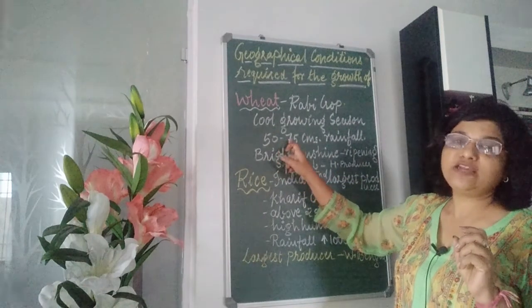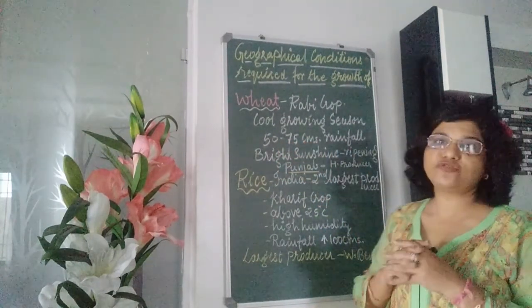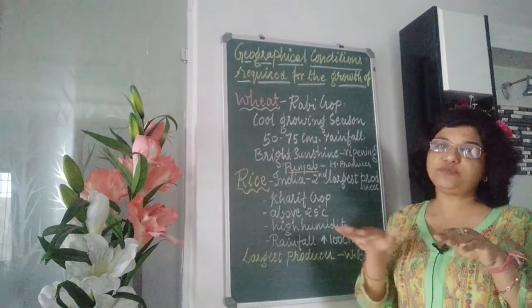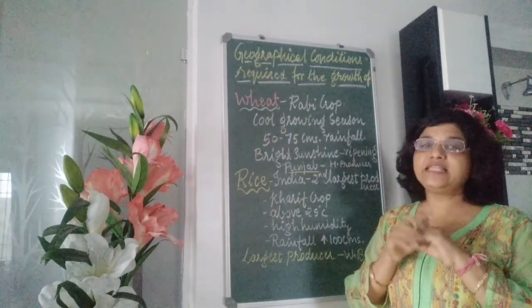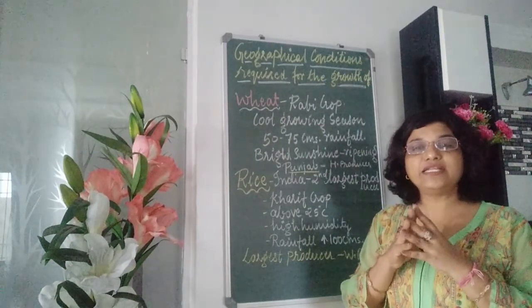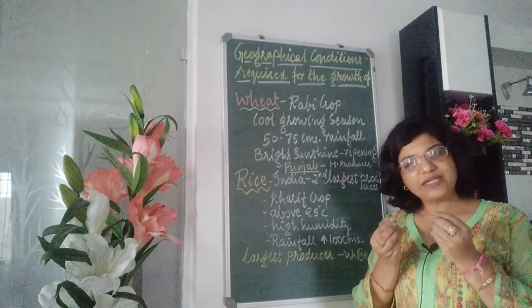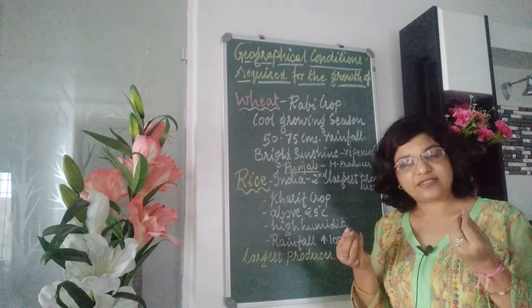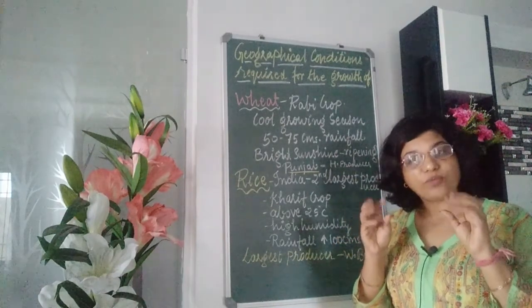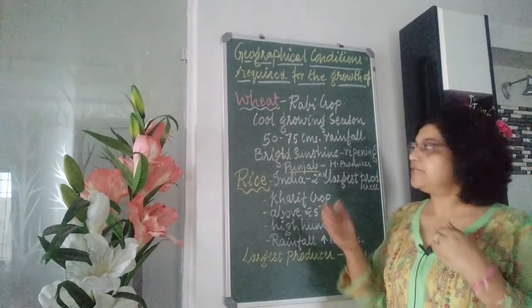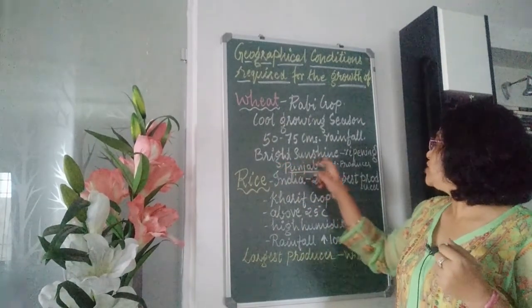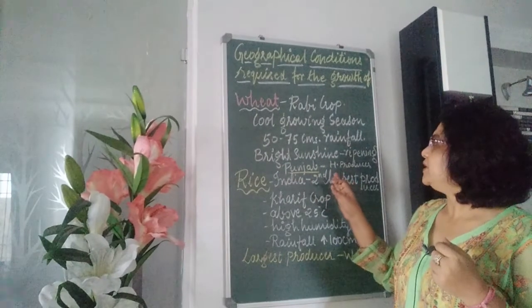Then there should be 50 to 75 centimeters of rainfall, which should be equally distributed throughout the growing season. But during the time of harvesting, the temperature should be higher, so that the seeds could ripen faster. They should not become soggy or moist. Moisture is not required at the time of harvesting. Bright sunshine is needed at the time of ripening.